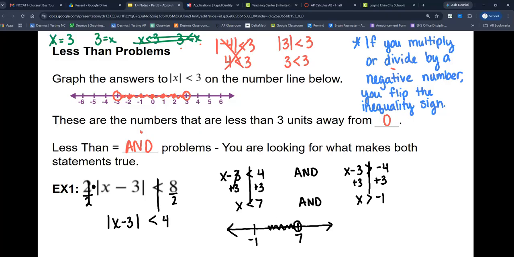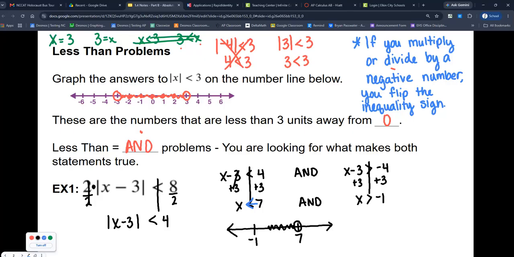Because these are numbers less than, so lower than 7, right? And as long as the x is first, you can also just go the direction the sign is pointing. You've got that less than sign. It's almost like it's got an arrow pointing to the left. That only works if your variable is first. But as long as your variable's first, it will work. So we shade that direction.